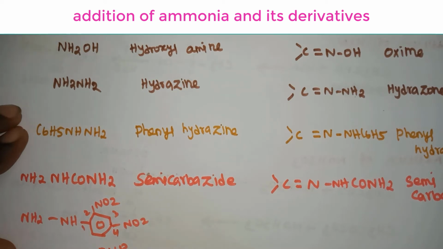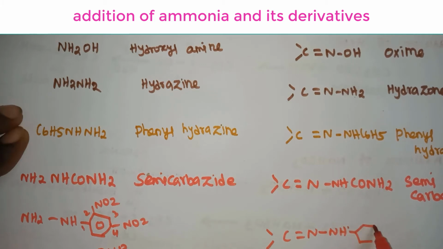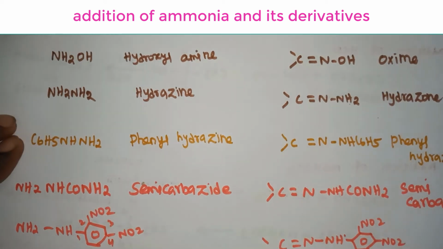Name of this compound is DNP, 2,4-dinitrophenylhydrazine. It reacts with a carbonyl compound to form a 2,4-dinitrophenylhydrazone. Structure of this compound is C double bond NH, NO2, 2,4-dinitro.